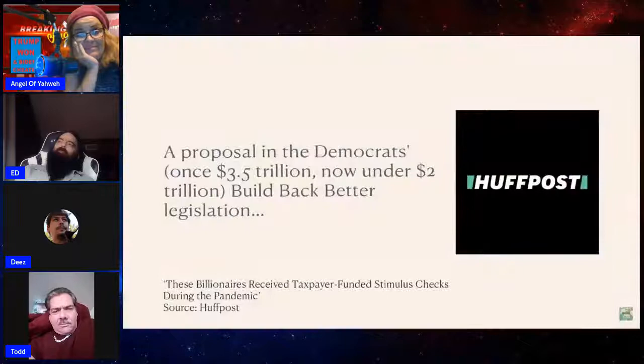A proposal in the Democrats' once 3.5 trillion, now under 2 trillion, Build Back Better legislation. Like, they're not building back better, they're building back the same by awarding money to already powerful people. I'm starting to think that the whole function of government is to extract money from ordinary people, from the public purse, and put it in the hands of private organizations. That's the whole function of it. That's what it does. And meanwhile, quashes rebellion, dissent, and anger as it carries out this con.